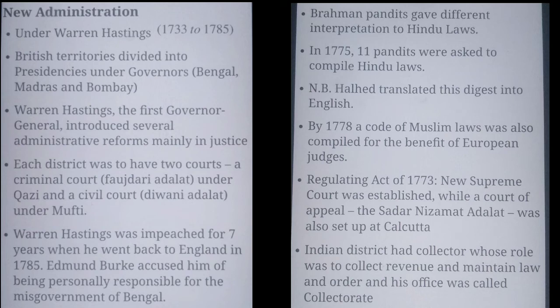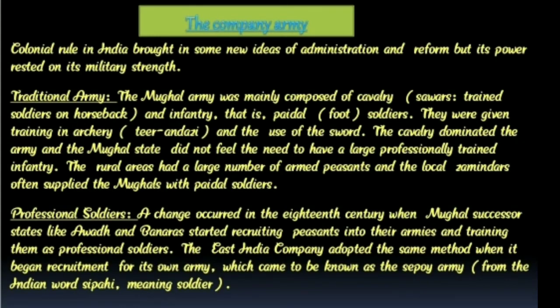The Regulating Act of 1773 was formed. The new Supreme Court was established, while a court of appeal, the Sadar Nizamat Adalat, was also set up at Calcutta. Each Indian district had a collector whose role was to collect revenue and maintain law and order, and his office was called the collectorate.